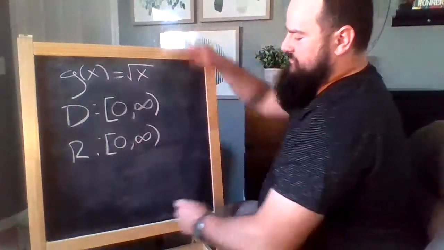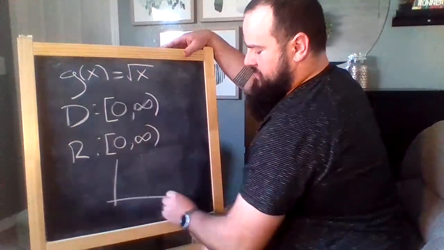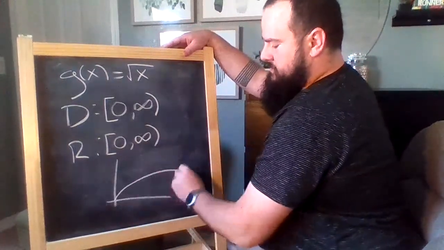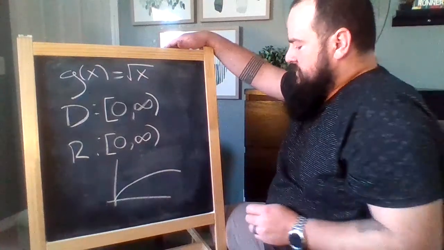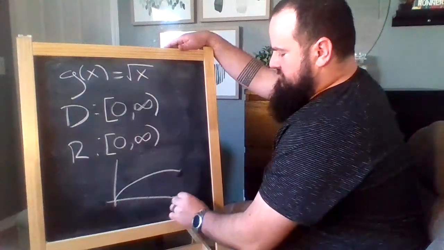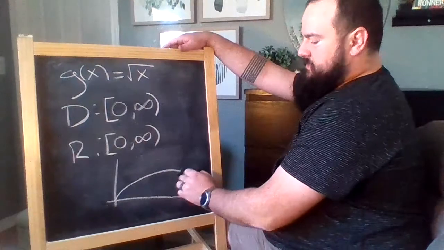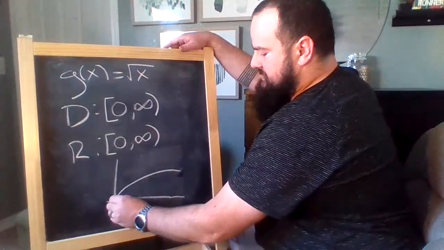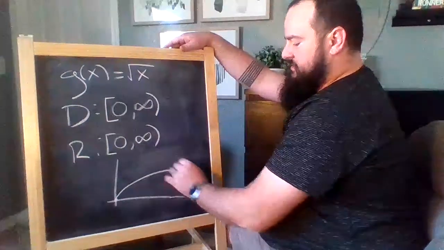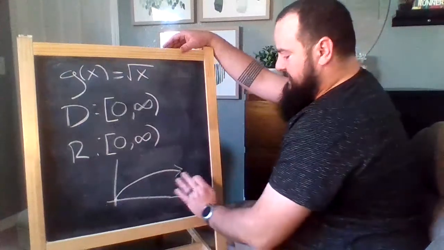So if we look at the graph of this, you may be familiar with it or may not be, but it roughly looks like this. Now there's one thing I want to talk about when we're looking at these graphs. Sometimes we may not see symbols like arrows or solid circles or anything like that.